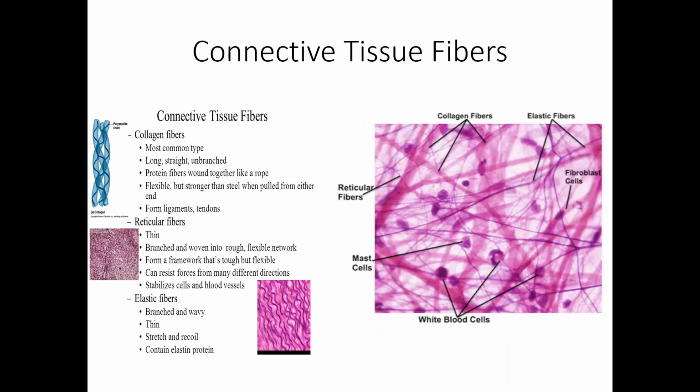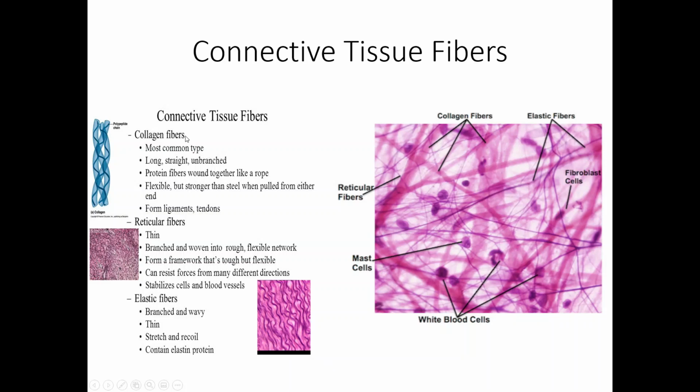So collectively, your connective tissues are going to consist of 3 different fiber types. And these 3 fiber types won't necessarily be very visible in every single type of connective tissue, but if you have a fiber that is very visible in a connective tissue, it's going to be one of these 3. We've got collagen, reticular, and elastic fibers.